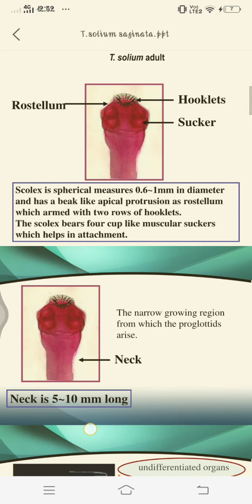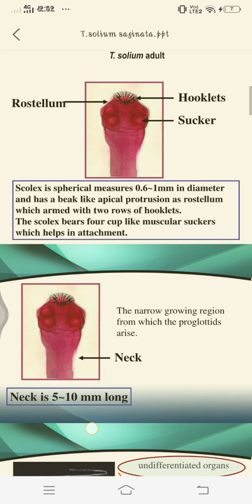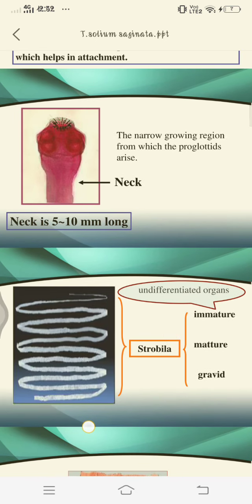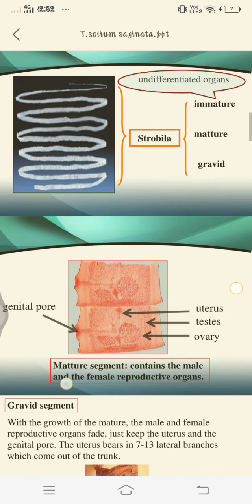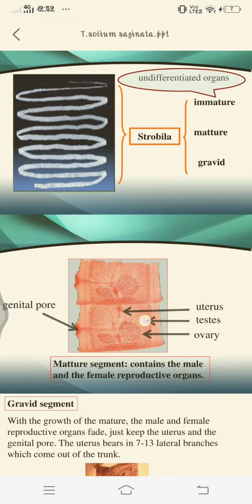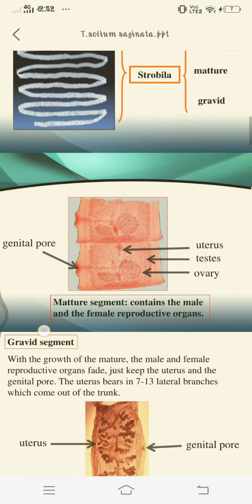The neck is 5 to 10 millimeters long, the narrow growing region from which the proglottids arise. So what is this proglottid? The strobila is divided into undifferentiated immature, differentiated mature, and the gravid. Here you can see the mature form. It is hermaphrodite, that is, both male and female are present in the same form. In the mature form it has the genital pore, uterus, testis, and ovary, only in the mature segment.